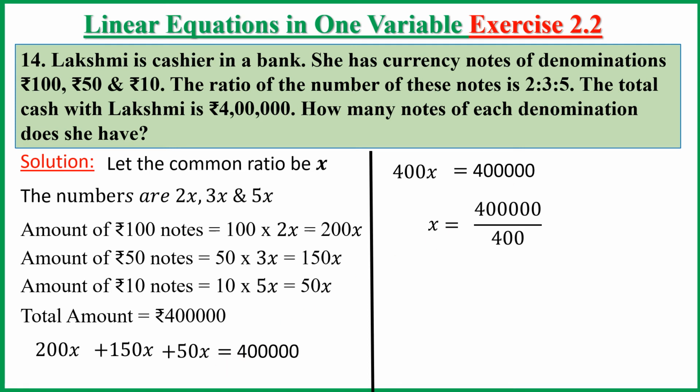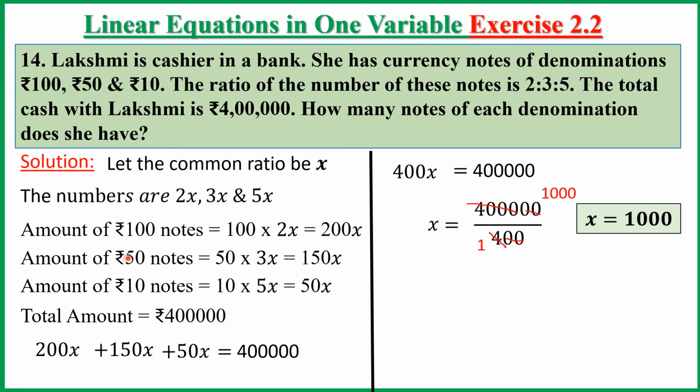This can be simplified. These two zeros get cancelled, and this is 4s: 1 4 is 4 and 4 thousands is 4000. So x equals 1000. Now what do you have to find? We have to find how many notes of each denomination she has. We already know the numbers are in the ratio 2x, 3x and 5x. We know the value of x.